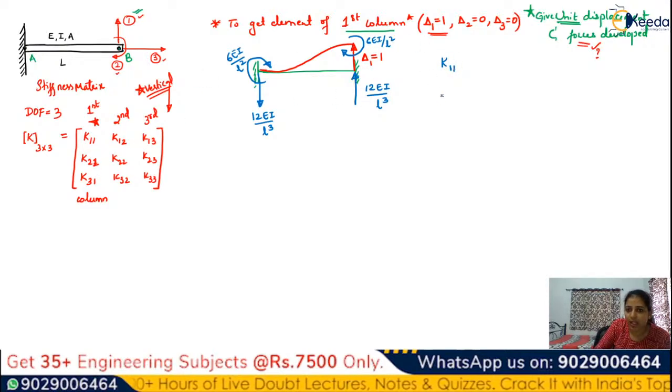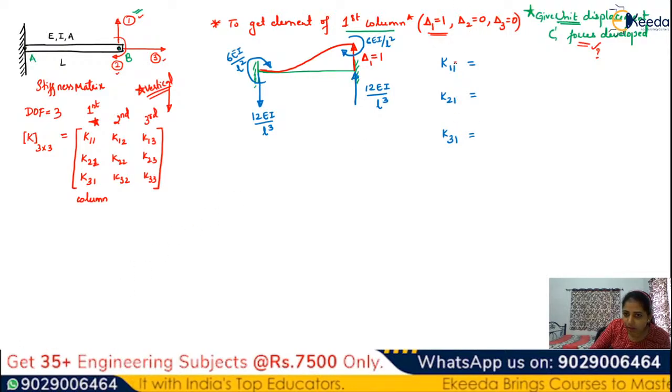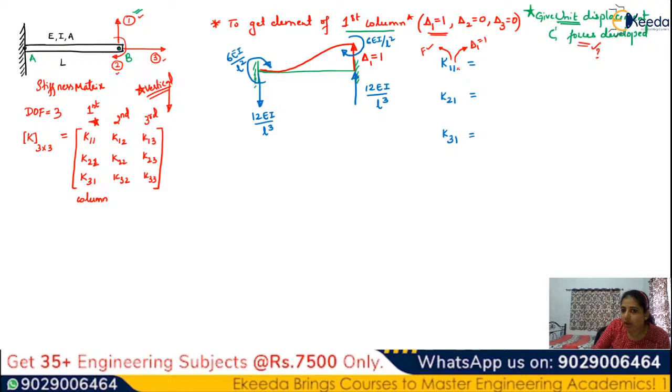Now we have to do K11, K21 and K31. The meaning of this is, see here. If you observe, all the second terms are 1. That is, we are giving unit displacement in the direction of 1. And we have to see what forces are developed. These are the forces developed. So if we are giving unit displacement in coordinate 1, the force developed in coordinate 1 is the meaning of K11.